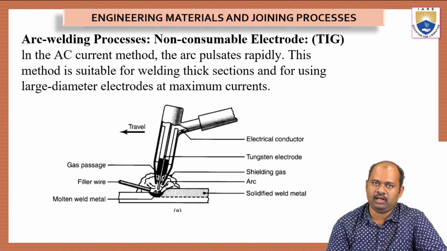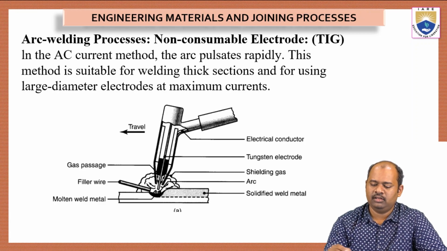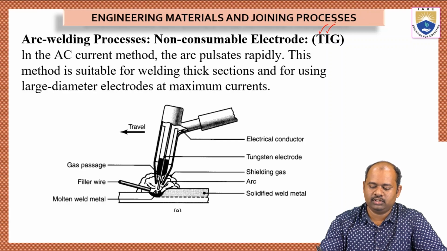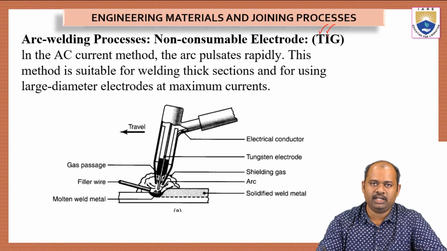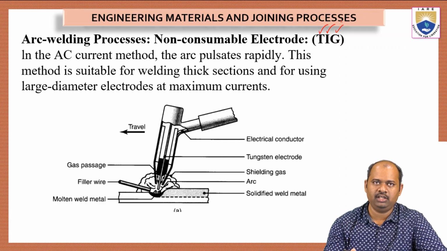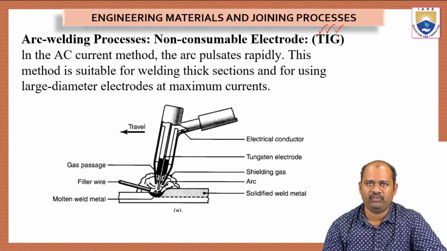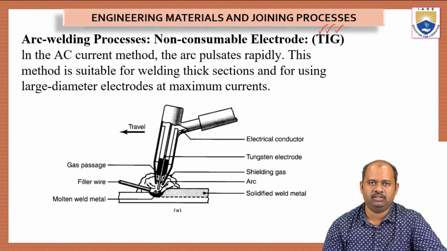So let us see this arc welding process, the non-consumable electrode type, which is called tungsten inert gas welding, because the tool we are using here, the electrode, is made up of tungsten, and we have to use some form of inert gas to protect the newly formed weld joint from oxidation. So I stands for inert and G stands for gas. In the AC current method, the arc pulsates rapidly. This method is suitable for welding thick sections and for using large diameter electrodes at maximum currents.